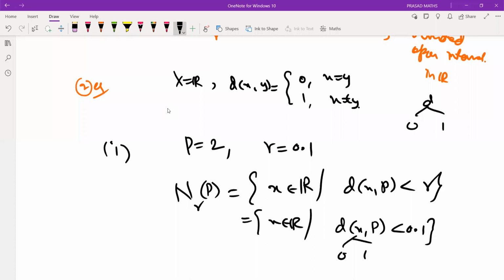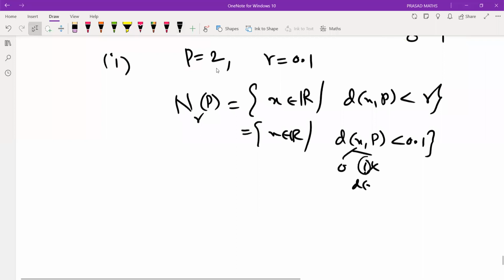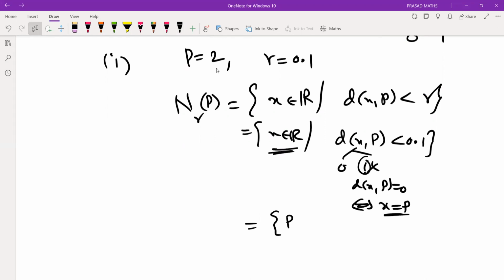So here 1 is not possible, because 1 less than 0.1 is absolutely wrong. Yes or no? Therefore, the distance must be 0. The distance is 0 if and only if the only point which satisfies the inequality is the center P only. The distance between x and P is 0 if and only if x equals P. Therefore, the set of all real numbers which satisfies this inequality is only P, that means the singleton {P}. So the neighborhood of P with radius 0.1 is always {P}.